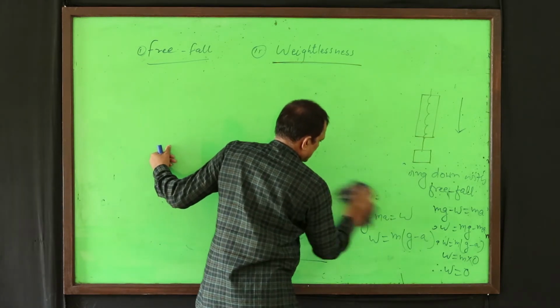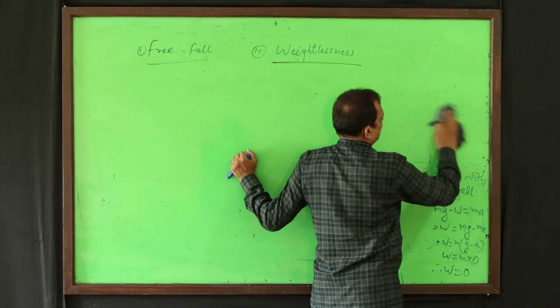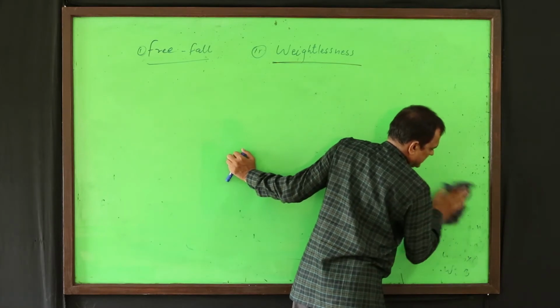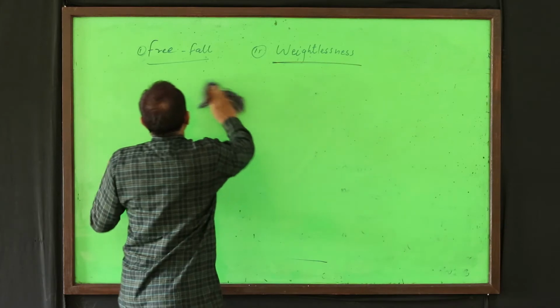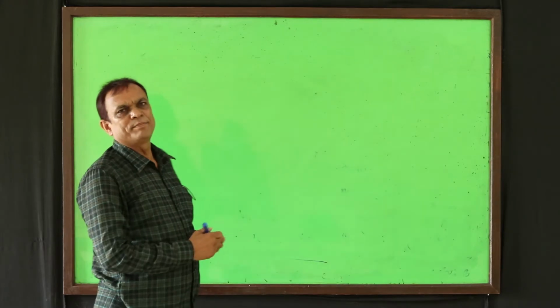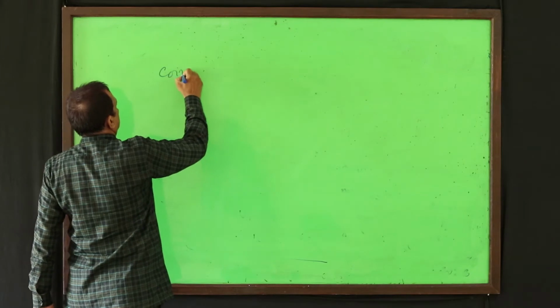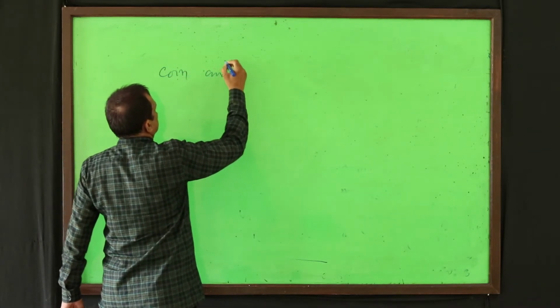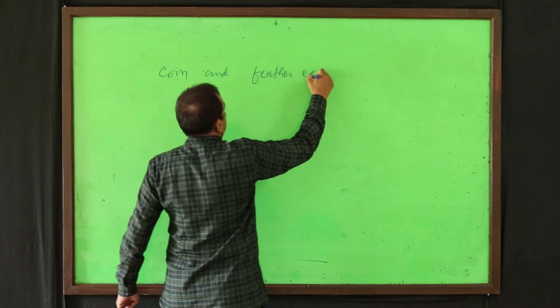Now, I am going to explain one of the experiments theoretically. It is given in your textbook. Generally, we are teaching according to our content, according to CDC, the Curriculum Development Center. One of the experiments is the coin and feather experiment.